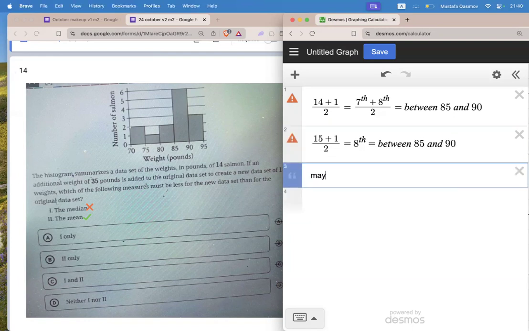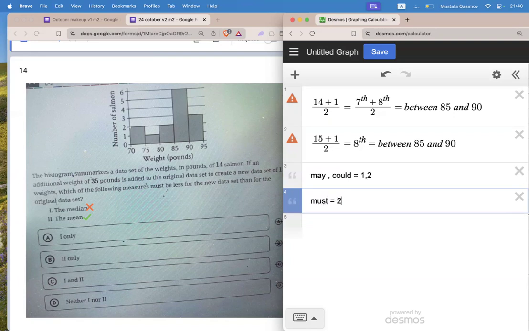If it says may and could, the answer will be 1 and 2. But if it says must, the answer is only 2.